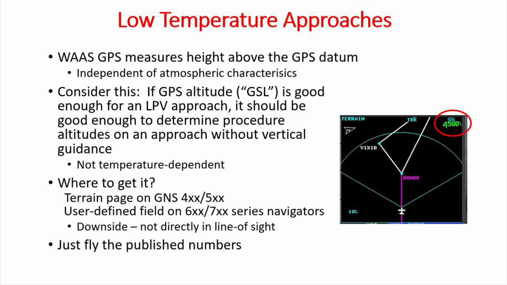On the 600-700 series equipment, you can make it a user-defined data field, so you just stay on the map page. What, by the way, is this GSL? The Garmin manual says it's mean sea level altitude, but I think GSL stands for GPS sea level. In fact, it's your height above the geoid.